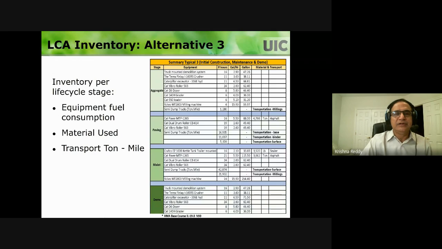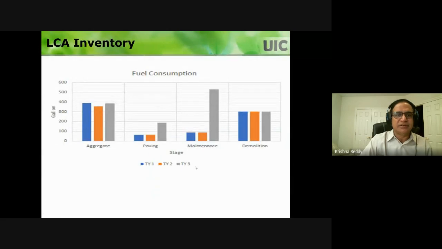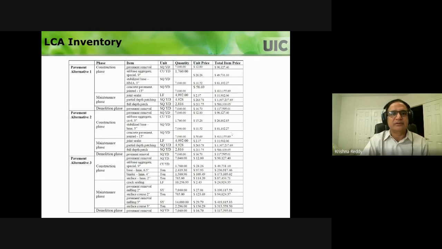Okay. So we are looking at the life cycle stages. We are looking at all the equipment and all the materials that are going to be used. This is the comparison of how much fuel consumption there is for the three alternatives, for aggregate disposal or preparation at the site, paving, maintenance, and demolition. So obviously you can see the third one is the asphalt pavement that requires more maintenance. So that's why you have more.